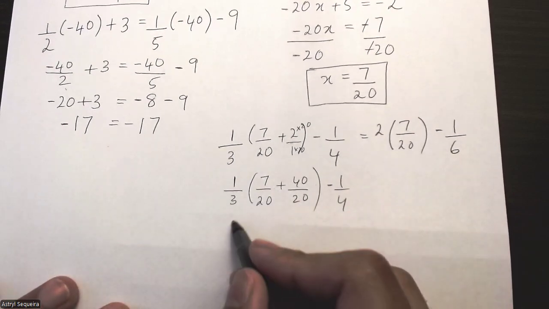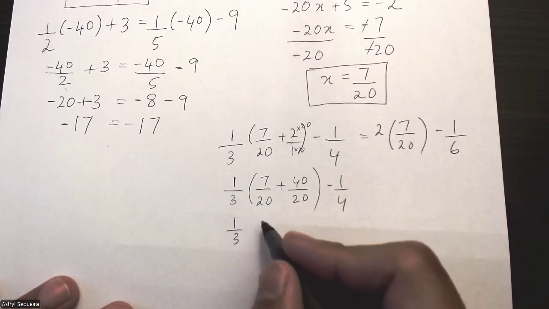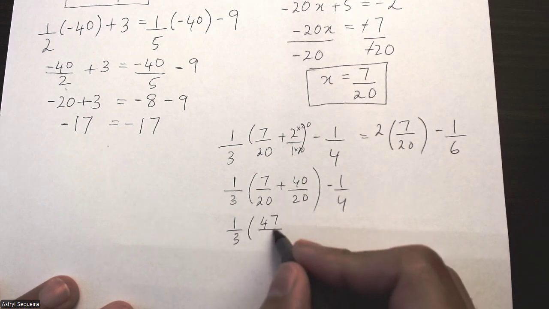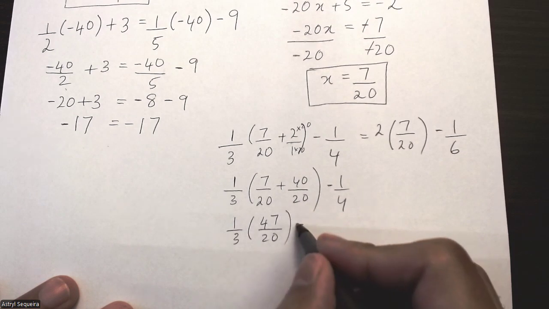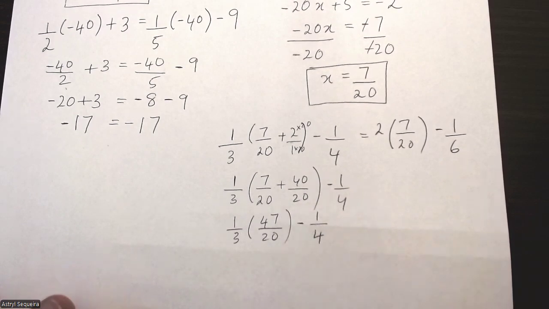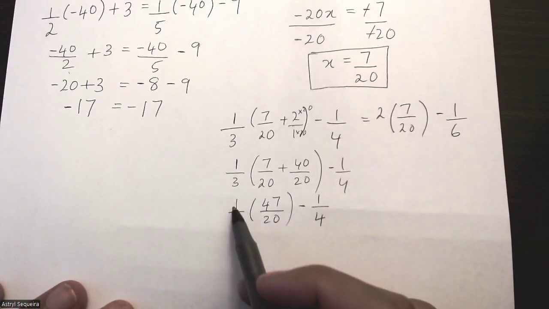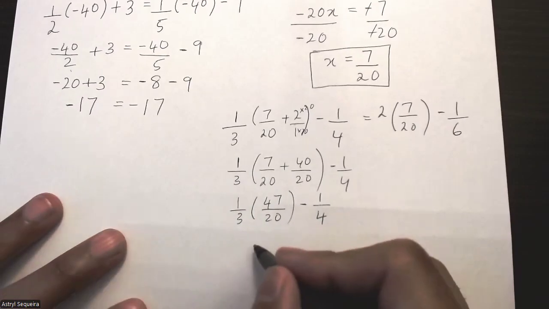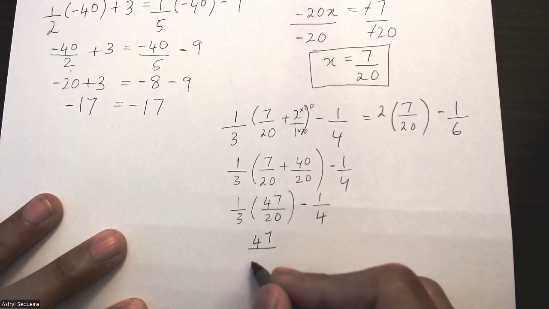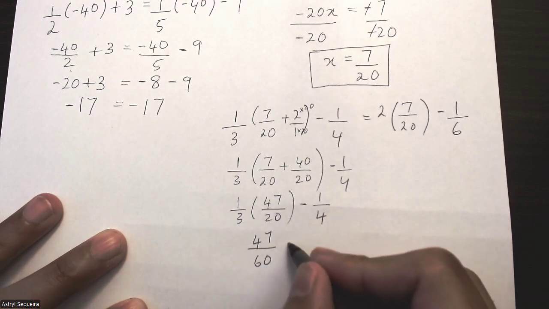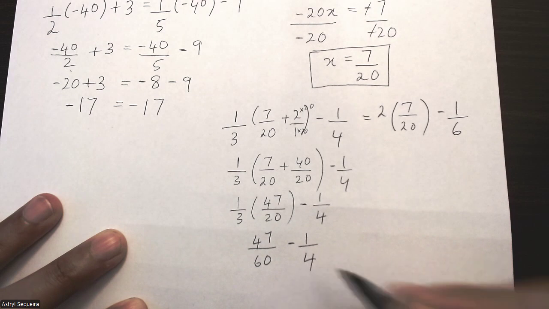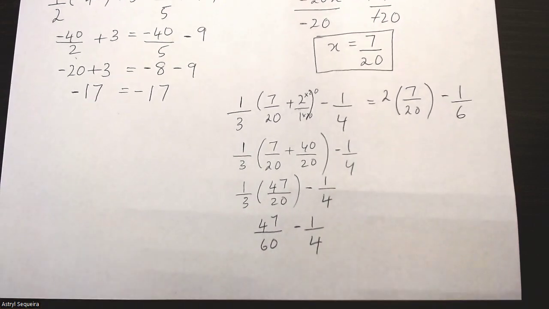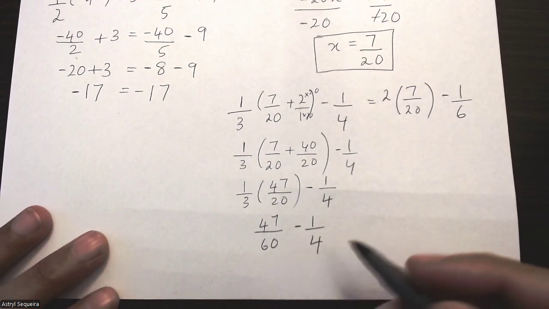So now I'm going to combine these in the bracket. That is just 47 over 20. And then if I multiply these, 1 times 47 is 47, and 3 times 20 is 60. And then again, I got to make a common denominator between these two. And my lowest common denominator will be 60.